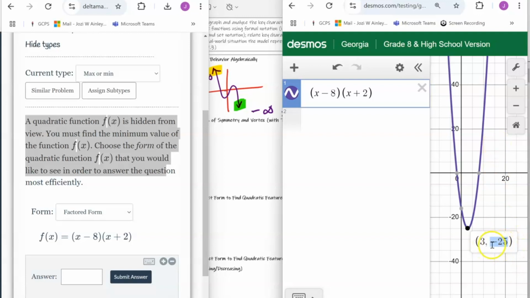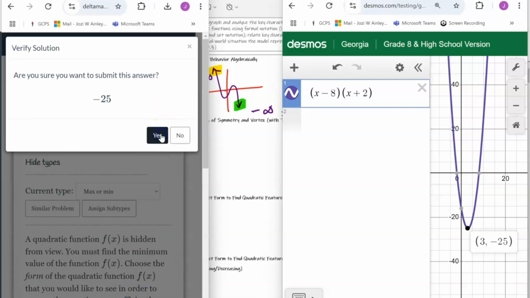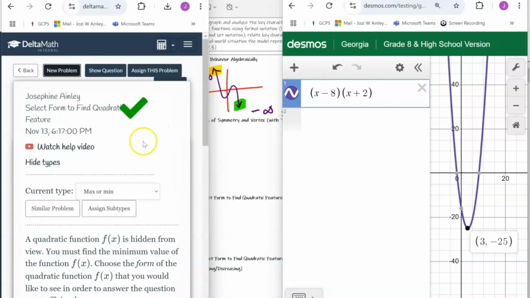So I'm just negative 25 in this question. So I'm just going to put, hey, I'm negative 25, or maybe it wants me to say y equals. I'm not sure. Let's put it in together. Nope, I'm just saying it's negative 125.